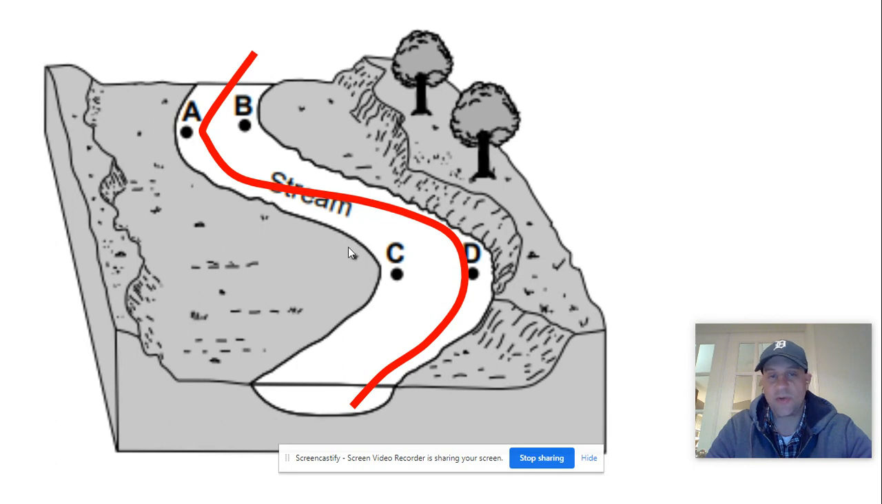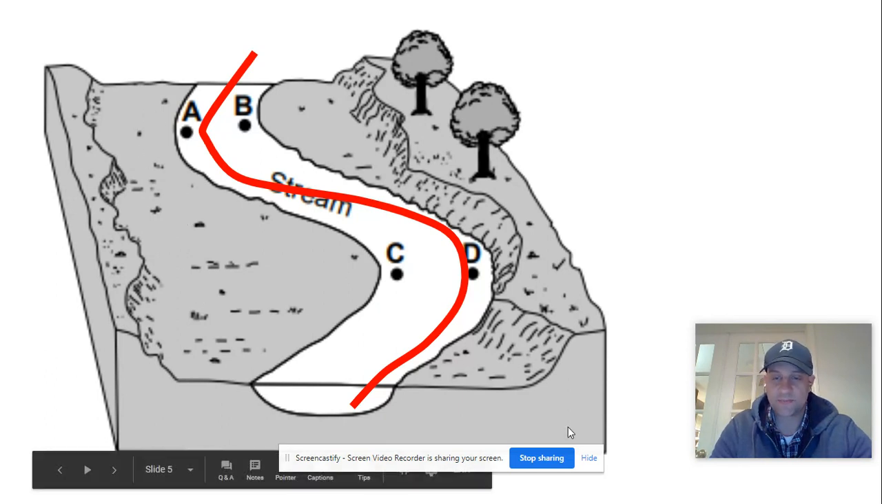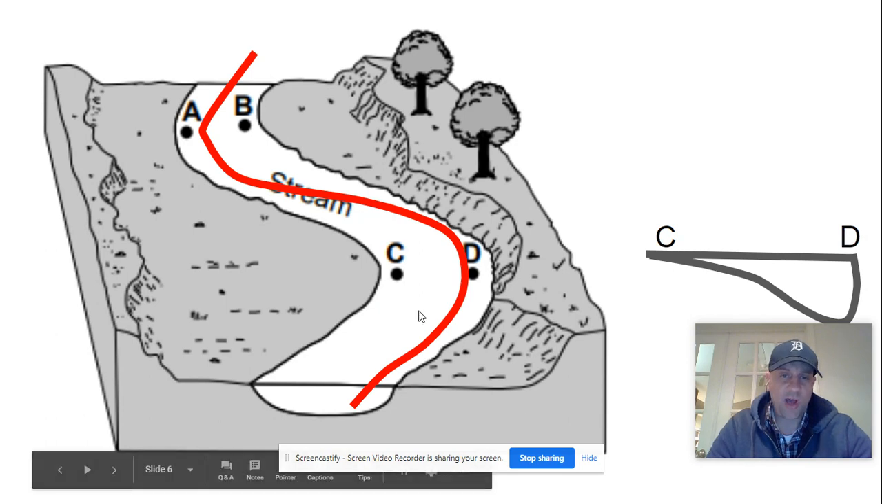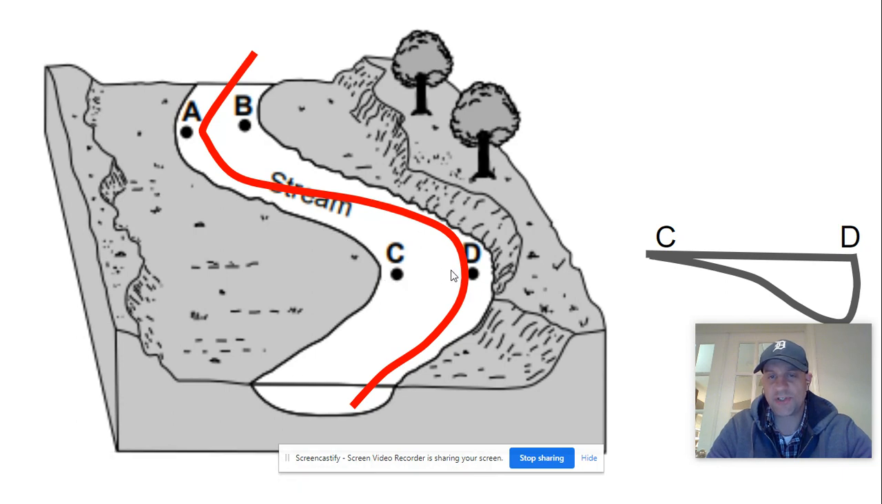Location C will be a location of deposition. You notice that there's a little bit of a floodplain development across here periodically during a flood stage. Maybe in the spring when the snow melts, it will overflow its banks and there will be deposition over in these areas. If we were to walk across from C to D, we would notice that the depth of the water would get deeper and deeper as you go towards D.